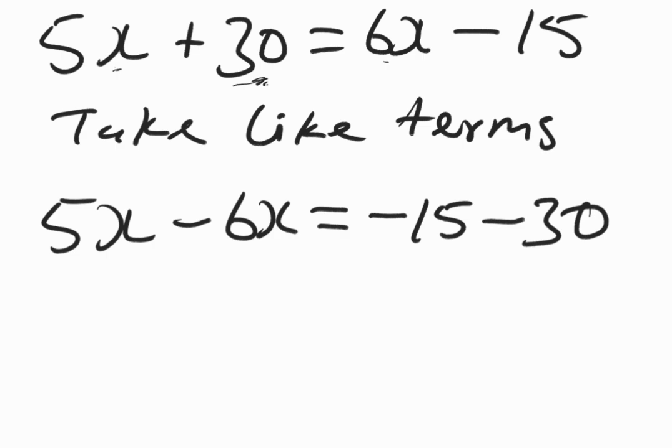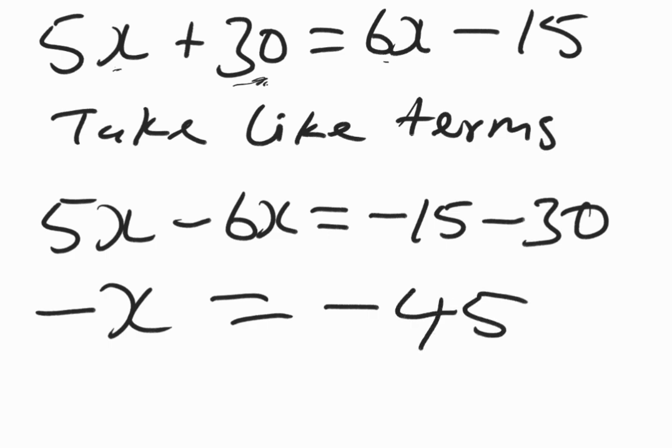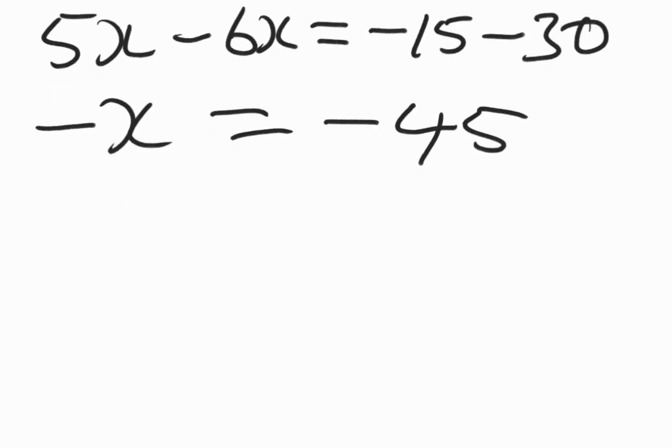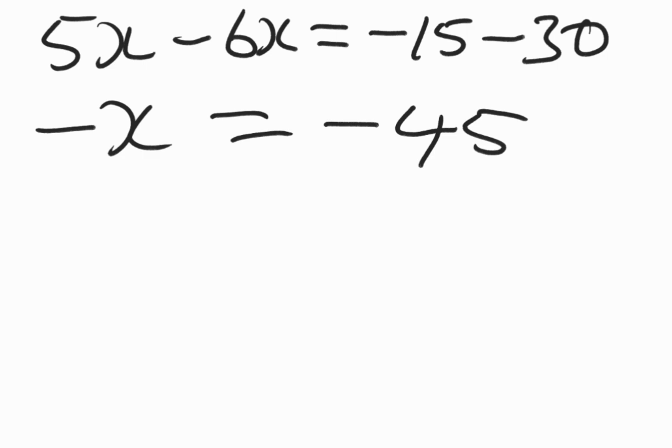So right now, things are easier for us to do. We have 5s minus 6s, which is going to be minus s, or minus 1s. There's an invisible one right there. We don't show it, sometimes we show it for people to understand, but just know there's an invisible one right there, right? Equals minus 15 minus 30, which is going to give us minus 45, because minus plus minus is negative, right? So minus 45. In this case, we have to know what s is.